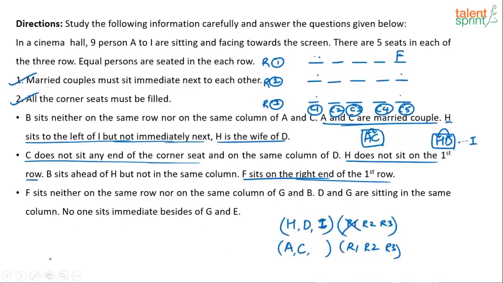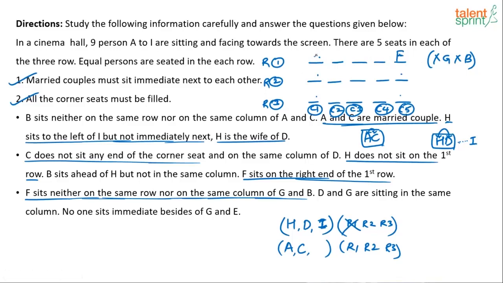Sorry. This is F. Next, F sits neither on the same row nor in the same column of G and B. Now that F is fixed, this piece of information will be useful. Which means what? G and B cannot come in the first row because F is not in the same row as G and B. So since F has come here, G and B cannot come here.